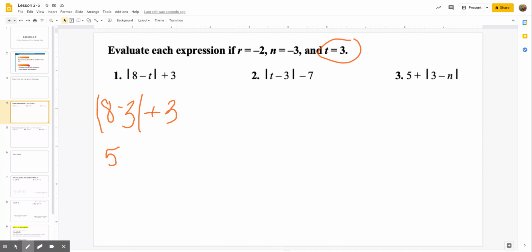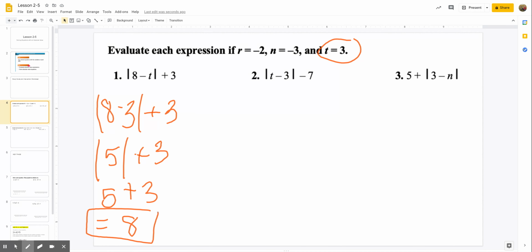8 minus 3 is 5. And then we can evaluate that absolute value. 5 is 5 away from 0. So we'll just leave it as 5. And then this becomes 8. And that is our final answer.